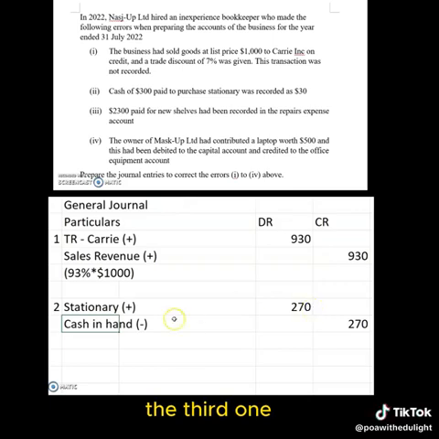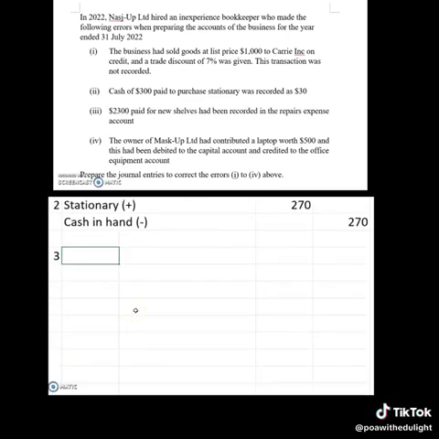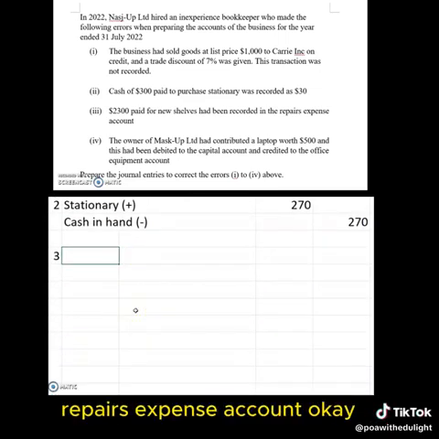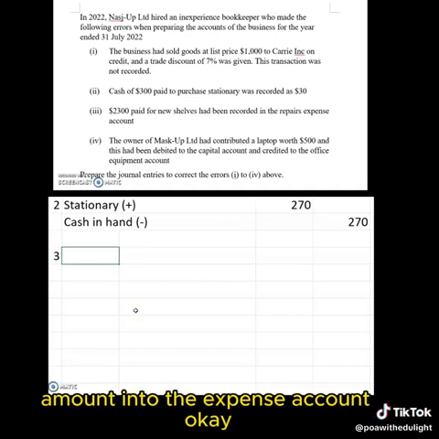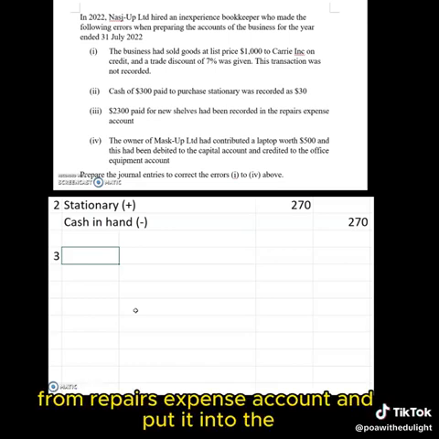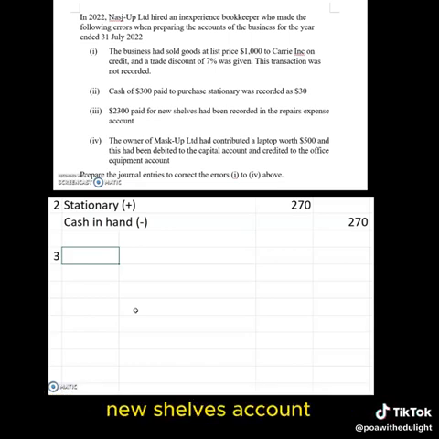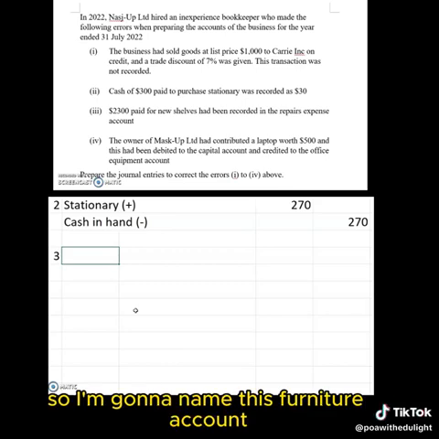The third one: $2,300 paid for new shelves has been recorded in the repairs expense account. This is just a misplacement of the amount into the expense account. What we have to do is simply remove the amount from the repairs expense account and put it into the new shelves account, i.e. the furniture and fittings, furniture account. So I'm going to name this the furniture account.